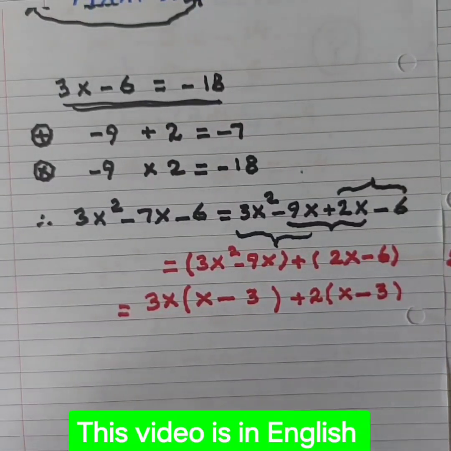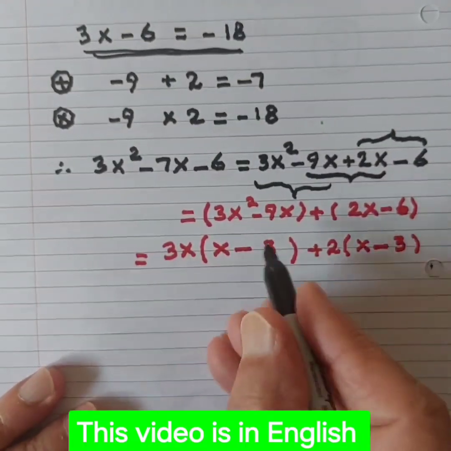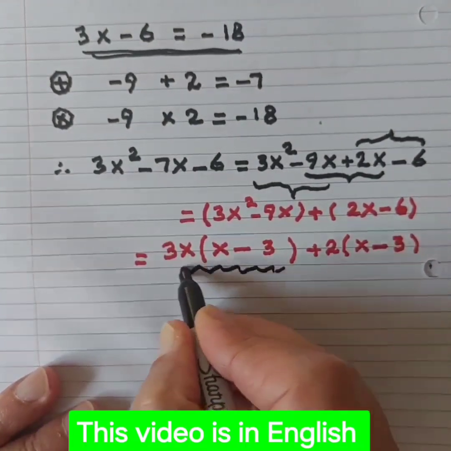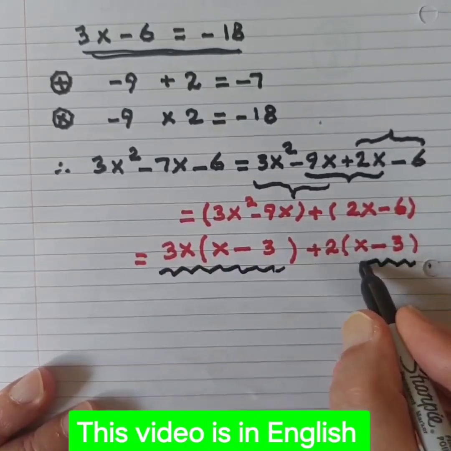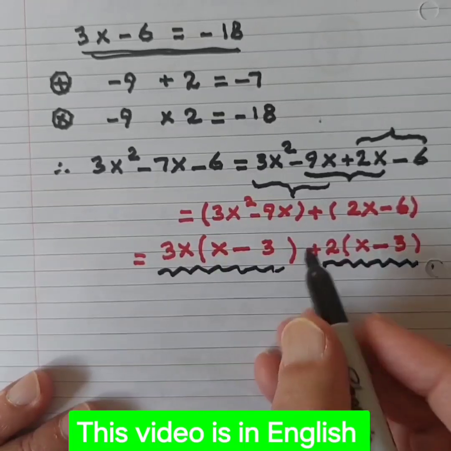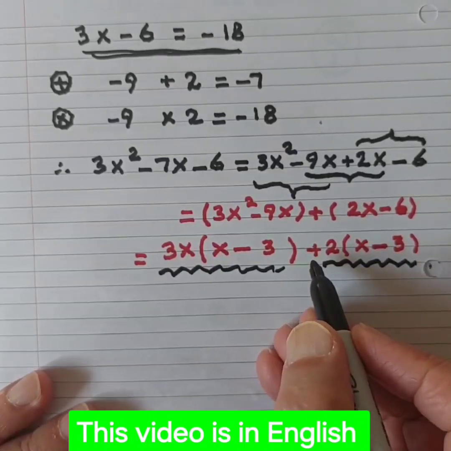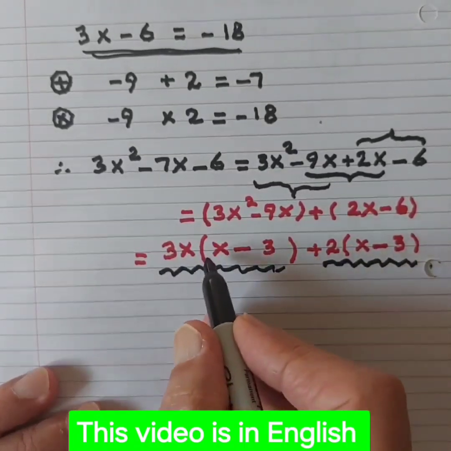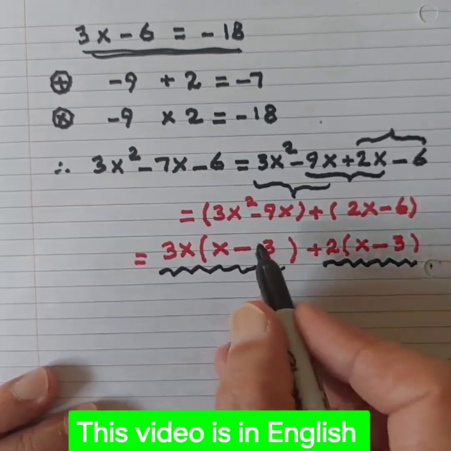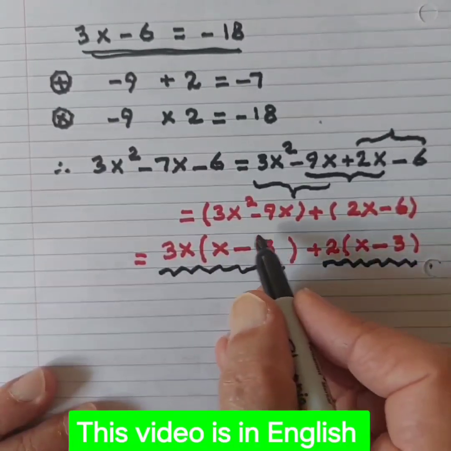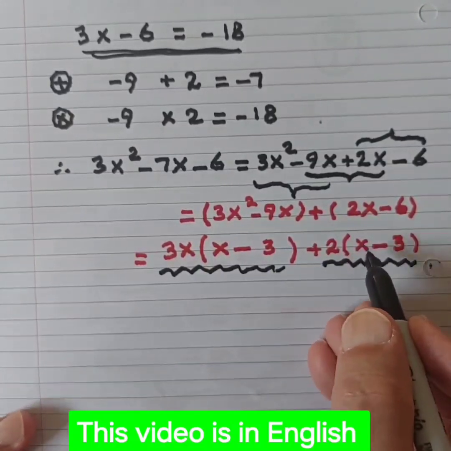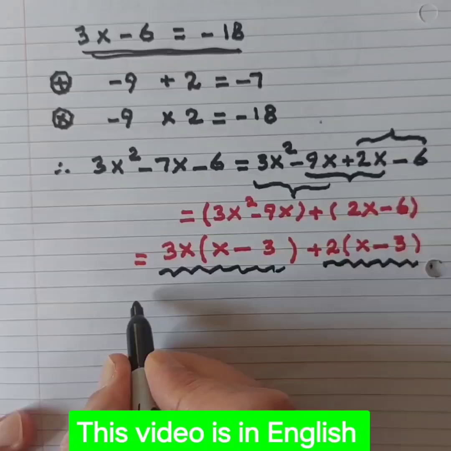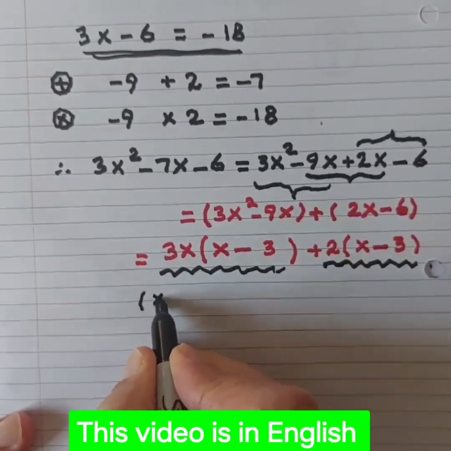After this step, what do we see? We see that we have only 2 terms. All this is 1 term, and all this is another term. The 2 terms are separated by plus. These 2 terms have a common factor also, which is inside the brackets here. It's the same inside the brackets here. So we take these as a common factor again.